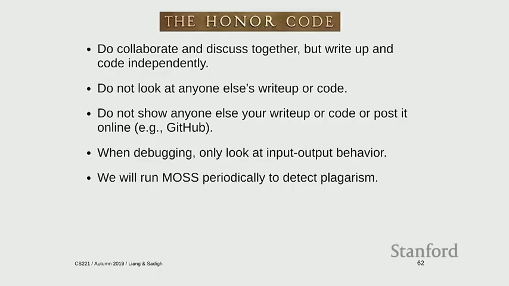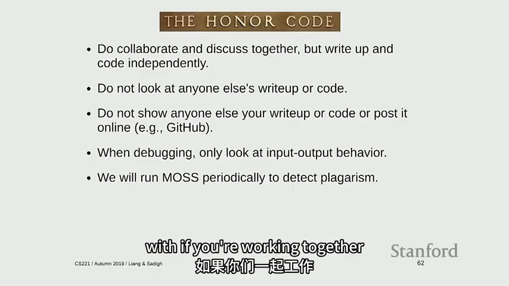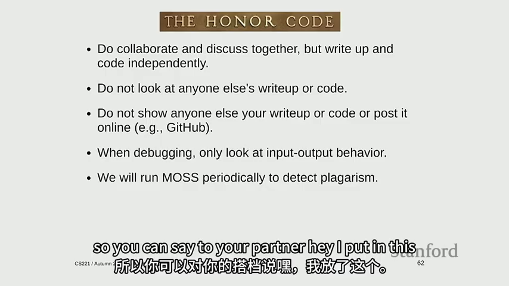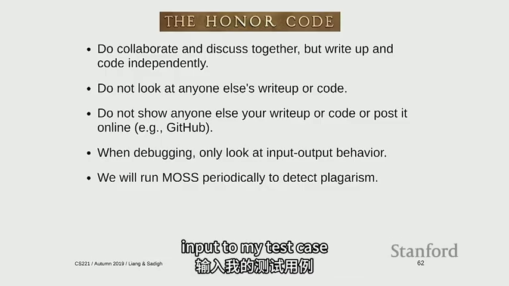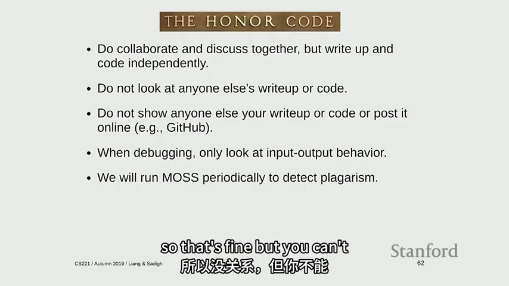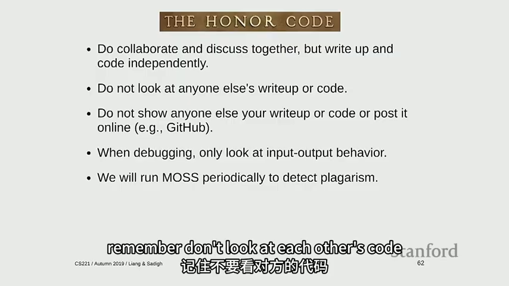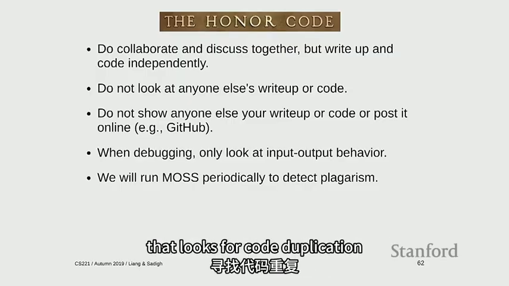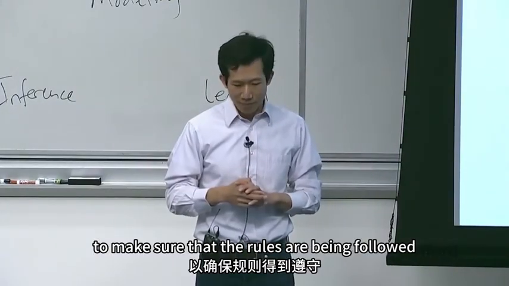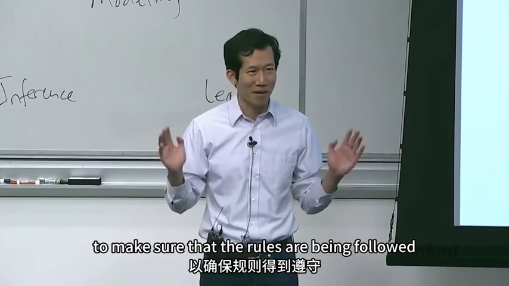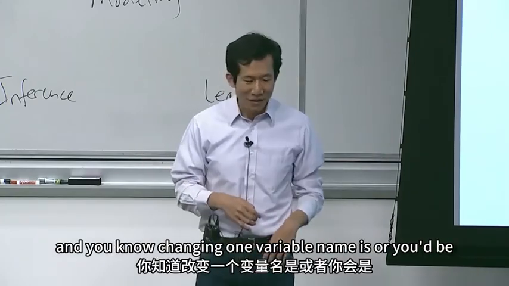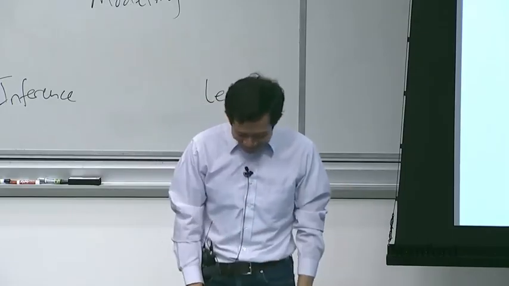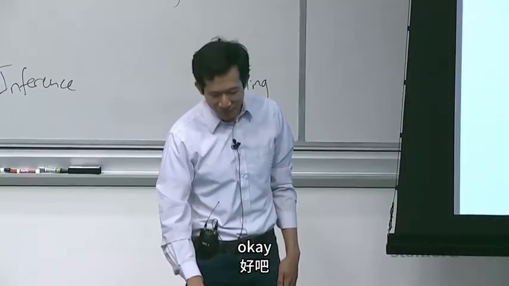When debugging, if you're working together, it's fine as long as it's looking at input-output behavior. So you can say to your partner, hey, I put in this input to my test case, I'm getting 3, what are you getting? That's fine, but remember, don't look at each other's code. And to enforce this, we're going to be running MOS, which is a software program that looks for code duplication to make sure that the rules are being followed. And changing one variable name won't help. Anyway, enough said. Just don't do it. Okay?